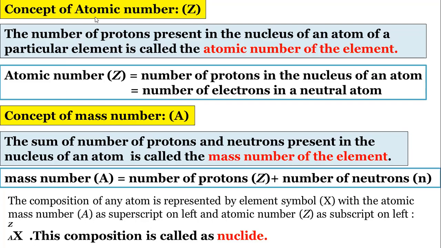Today, let's move to the concept of atomic number. So atomic number is the number of protons present in the nucleus of the atom of the particular element. It is called atomic number and it is denoted with the symbol Z. So Z is nothing but the number of protons, and the number of protons is equal to the number of electrons. That's why the atom is electrically neutral.